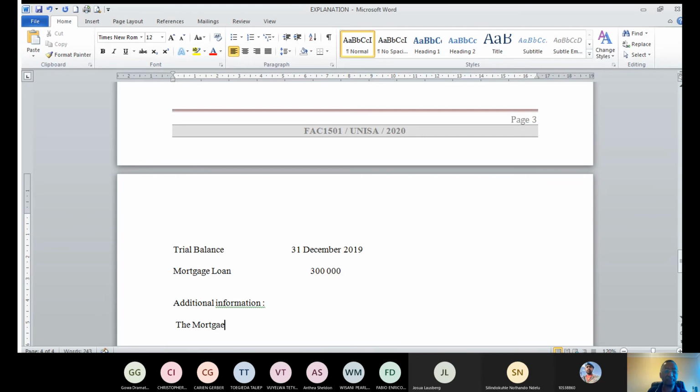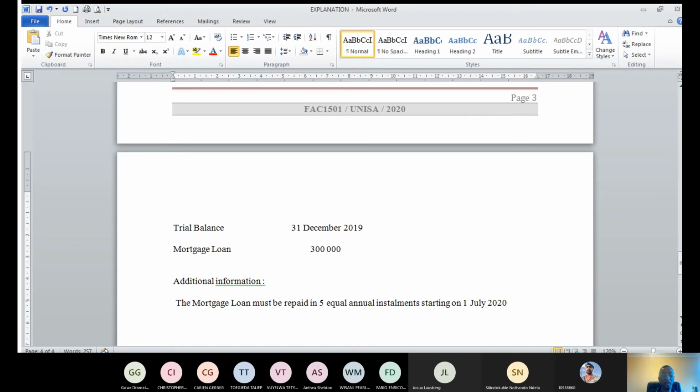Mortgage loan must be repaid in 5 equal annual installments. On the 1st of July in the year 2020. That is the information that I have got now on this loan. Now let us discuss this further.